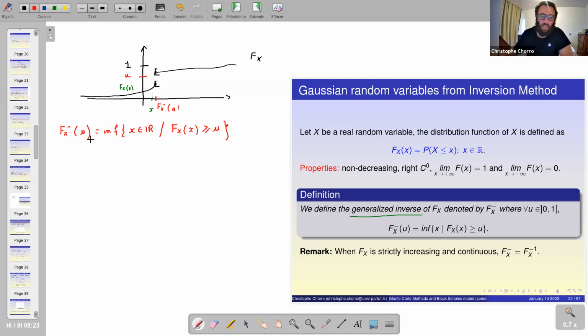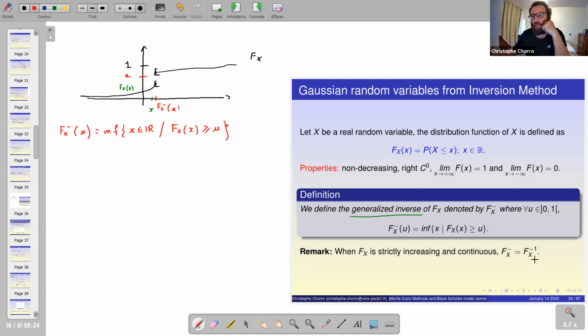Okay, so be careful. This is the generalized inverse. It's not the inverse F_X^{-1}, as you know, when you have a mapping that is bijective. But what we can say is that when the distribution function is strictly increasing and continuous, in the situation where you don't have jumps, you have a mapping that is bijective. And in this situation, and only in this situation, what I have called the generalized inverse coincides with the inverse of the distribution function.